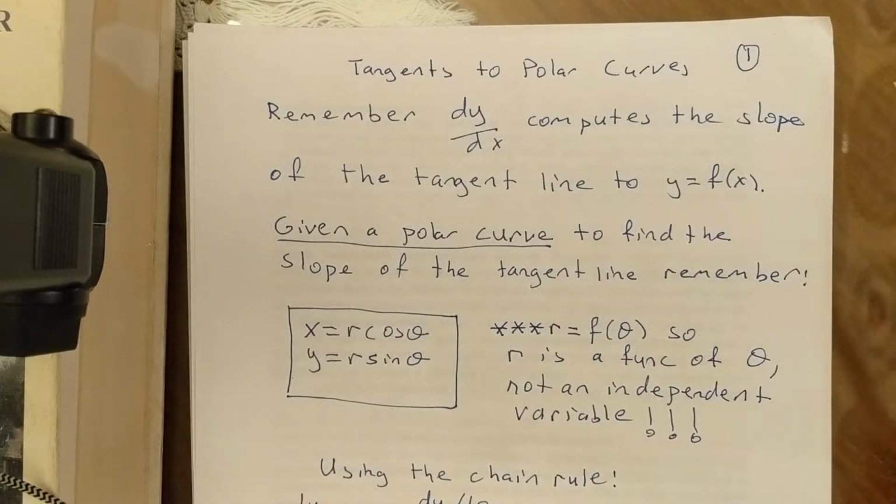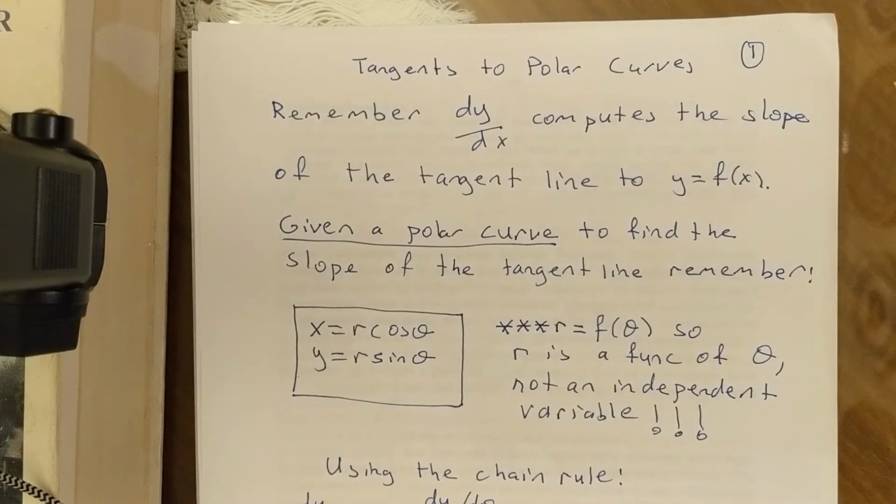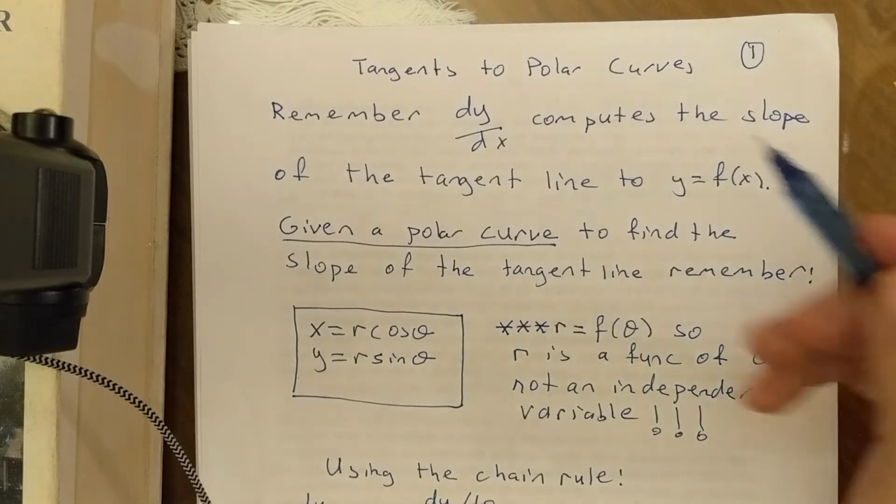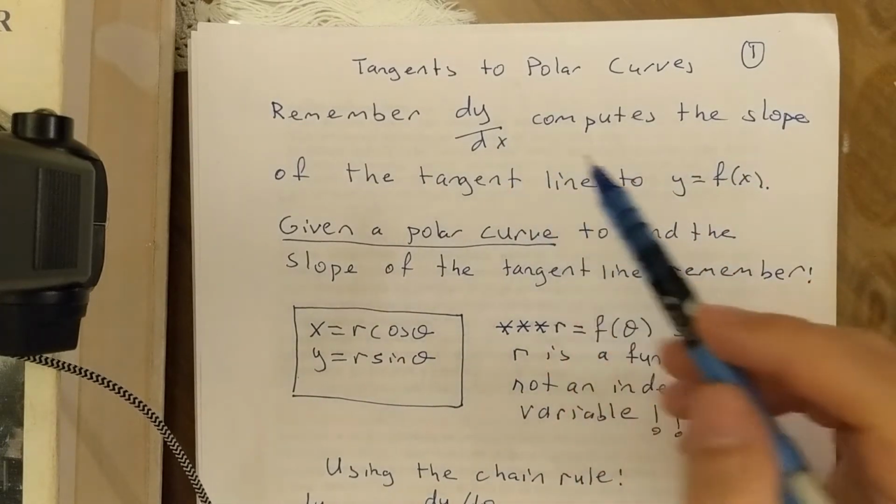Hello folks, we're back with more polar curves. Today we want to go over tangent lines to polar curves. So we're going to start with functions we already know about. When we had the function y equals f of x, to calculate the slope of the tangent line, we needed to calculate the derivative dy/dx.